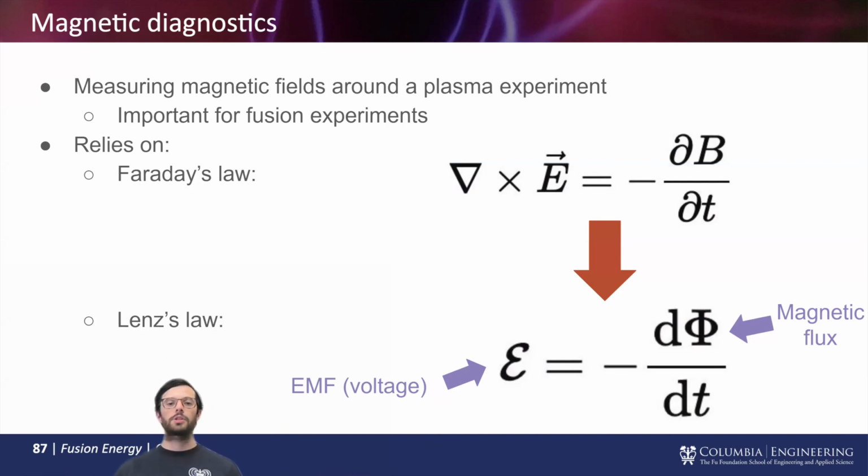It's one of Maxwell's equations. It's super important, and that's what we're going to use. And if you kind of mush around Faraday's law, you get something called Lenz's law, which is the EMF, which is just voltage, same thing, the electric potential, these all mean the same thing. And that is produced by a changing magnetic flux.